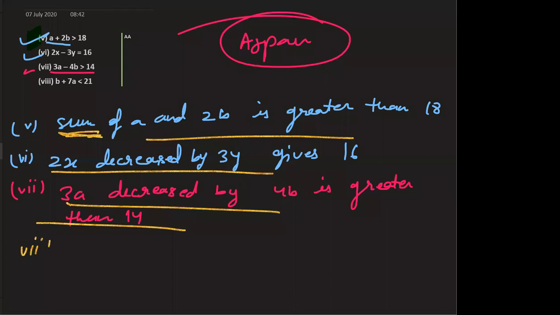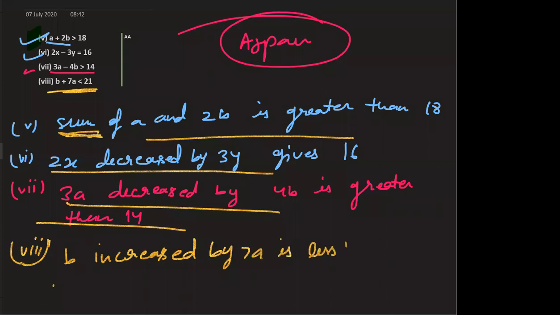Now 8. It says b plus 7a is less than 21. So b increased by, you can write increased by, or you can write the sum of b and 7a. So I am writing b increased by 7a is less than 21.